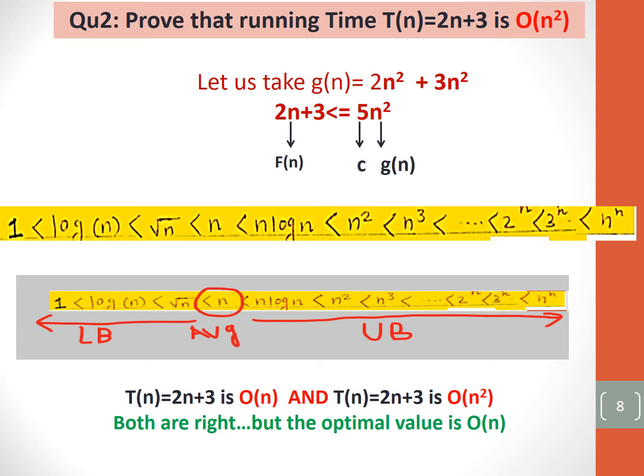Both are right, but the optimal value is to be chosen, therefore 2n + 3 is O(n). So the answer to this question is that even though we know 2n + 3 is O(n), the higher degree is still okay, because that is again a valid solution, but the optimal solution will be O(n). So this problem indicates that even for the same question, if it is asked that T(n) = 2n + 3 is O(n^3), the answer is still right. Okay, proceeding further to the next problem.